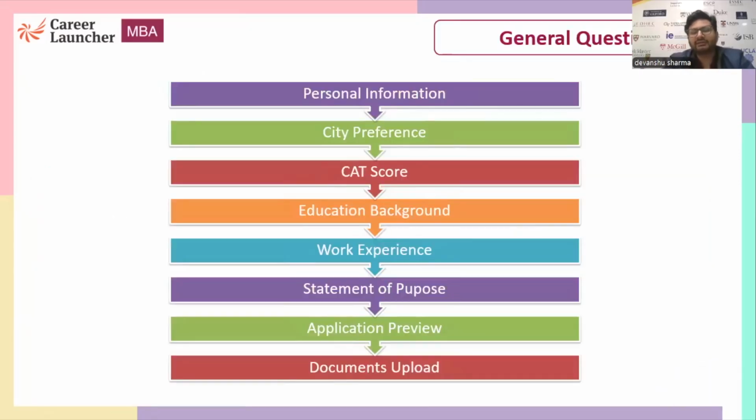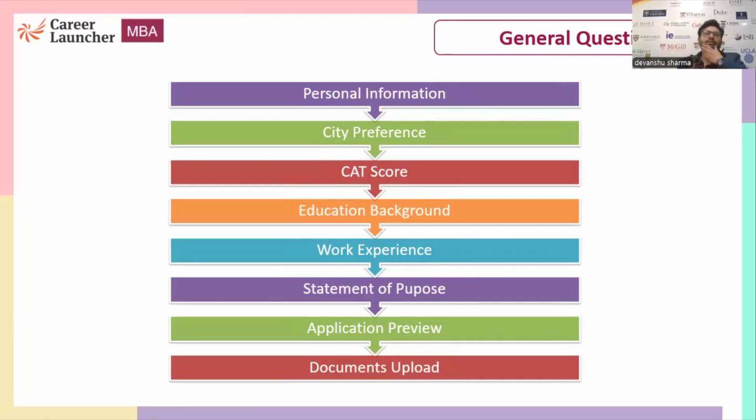Okay. Now, these are some of the general questions that are asked. For example, your personal information, name, state, and your address. What are your city preferences for the interview process? What was your CAT score, educational background, 10th, 12th, graduation, work experience, statement of purpose, application you have to preview before you upload it, and finally, document upload.